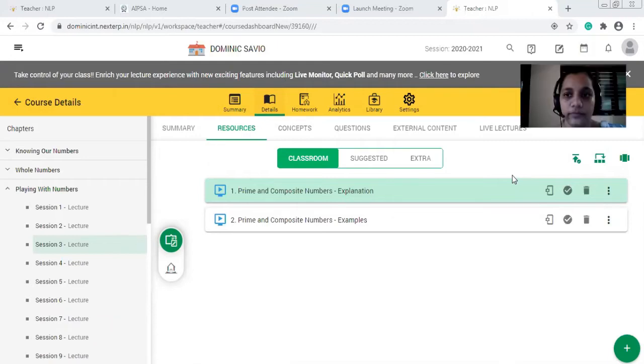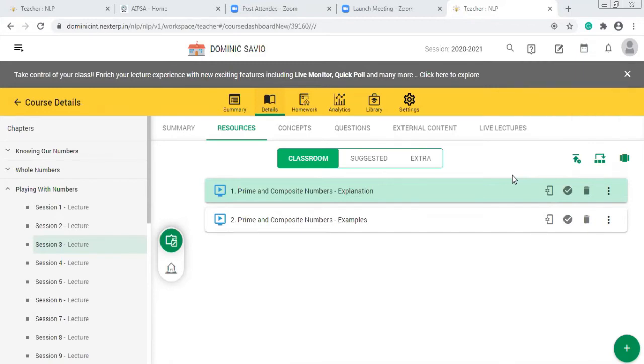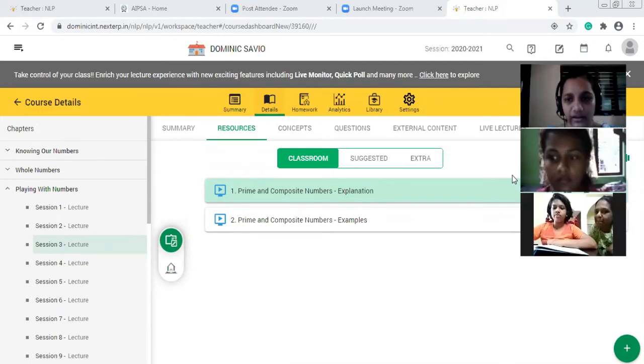So prime numbers are the numbers which have only two factors. രണ്ട് factors മാത്രമേ prime numbers നുള്ളൂ. That will be 1 and the number itself. Okay, 1 and the number itself. അതാണ് prime numbers.